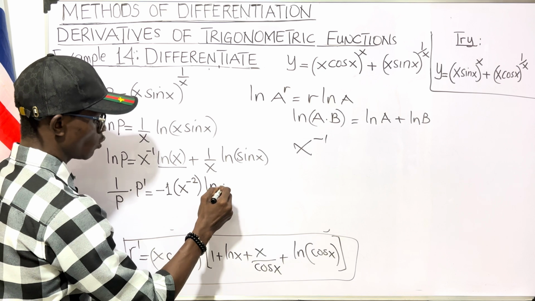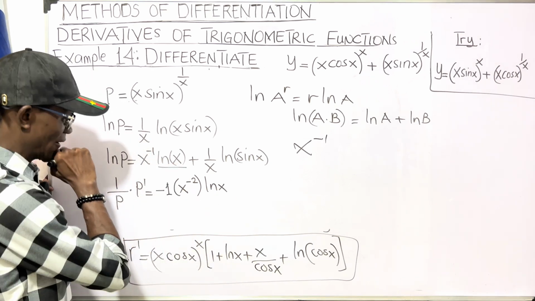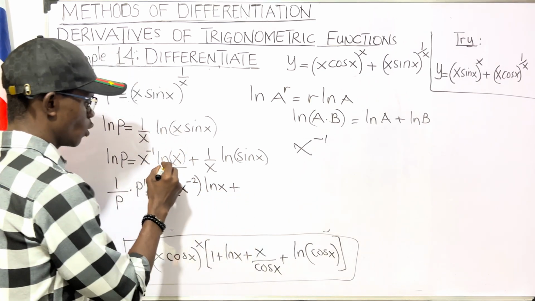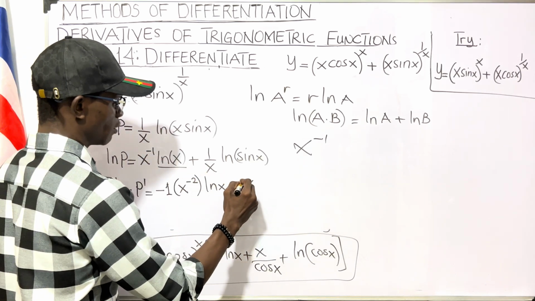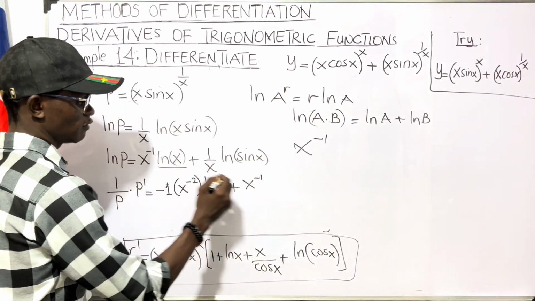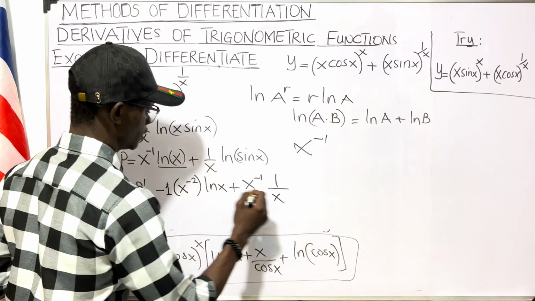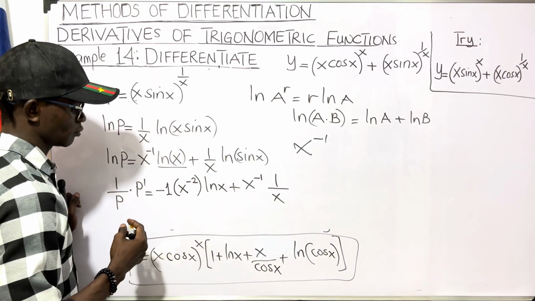So we hold on to this ln of x. Then plus, we hold this x to the power minus 1 now, and differentiate ln of x, we get 1 over x times the derivative of x, which is just 1.